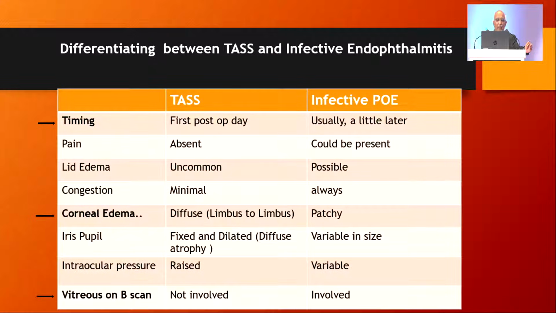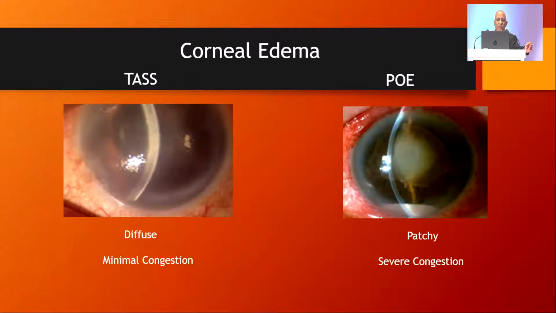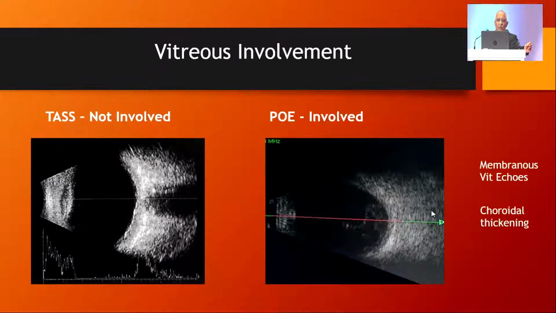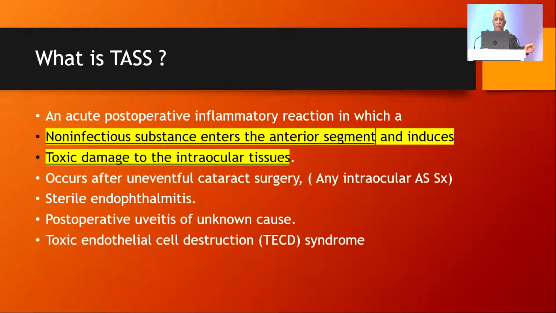Coming to the corneal edema, it is diffuse in TASS with minimal congestion or no congestion sometimes. Limbus to limbus is the typical description given, and patchy in post-operative endophthalmitis, but this congestion here will be severe. And finally, the vitreous on the B scan especially. Vitreous is not involved in TASS, but can show membranous vitreous echoes and choroidal thickening in post-operative endophthalmitis.